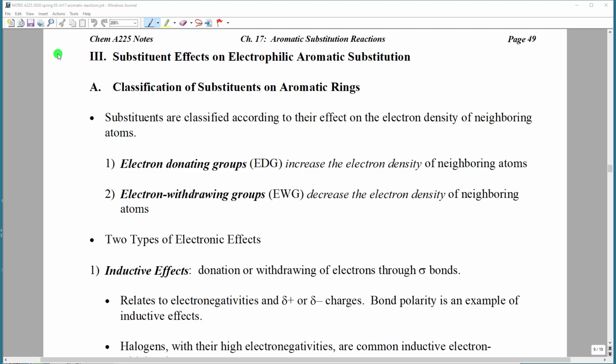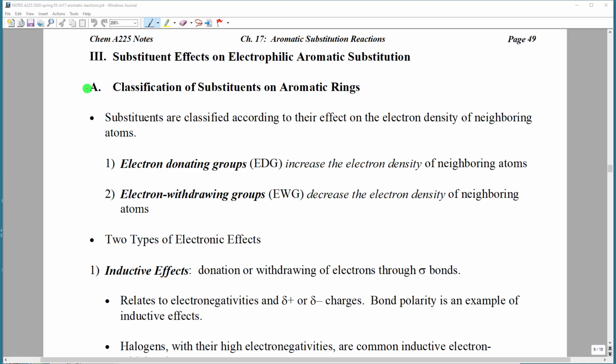So far, we've only been looking at reactions of benzene itself. Benzene has only hydrogens attached. We're now going to look at what happens when we use an aromatic ring that has groups other than hydrogens attached to the benzene. We're going to call these groups substituents, and we're going to first talk about the substituents themselves, and then we're going to talk about how they affect the reaction in the aromatic electrophilic substitution.